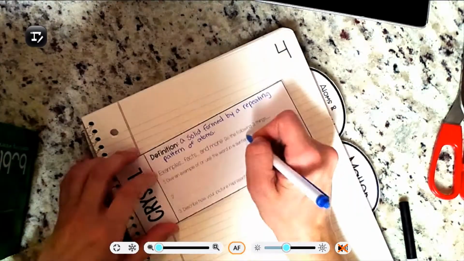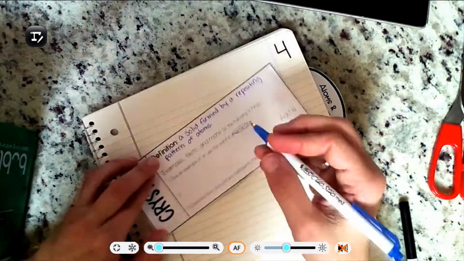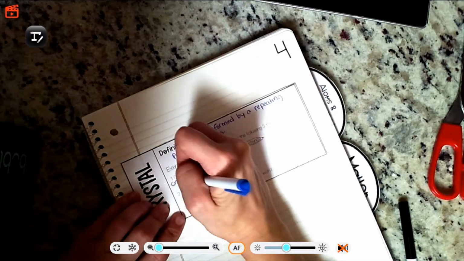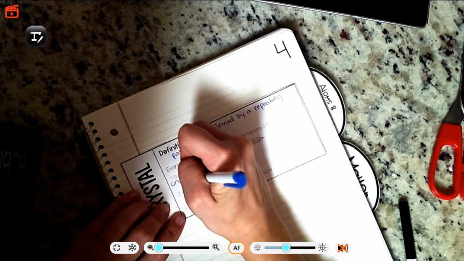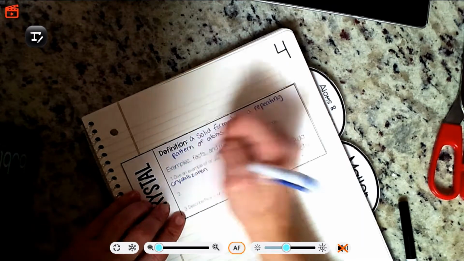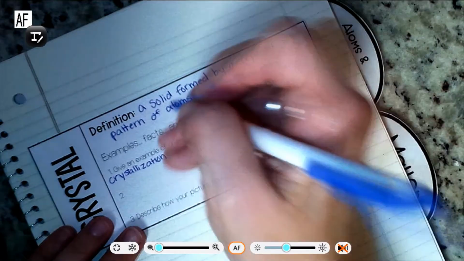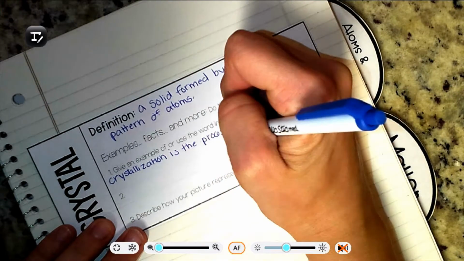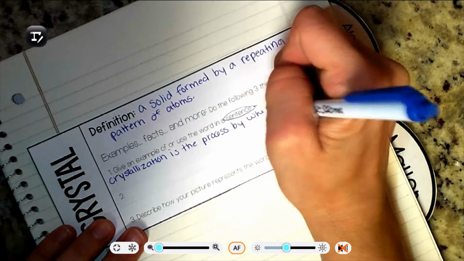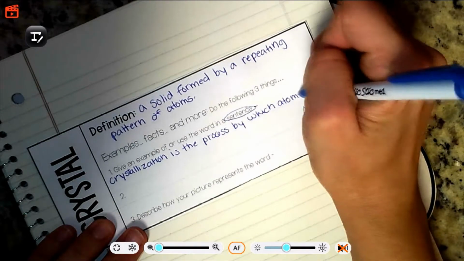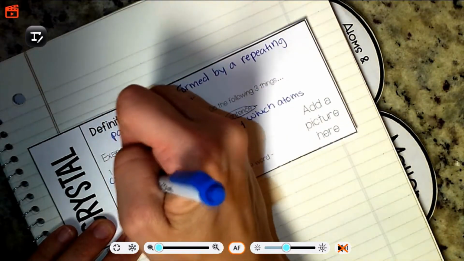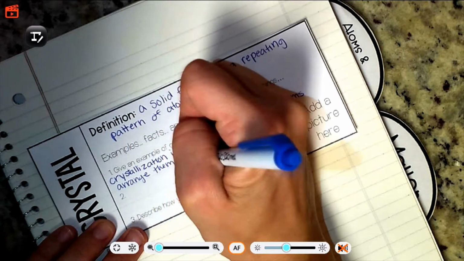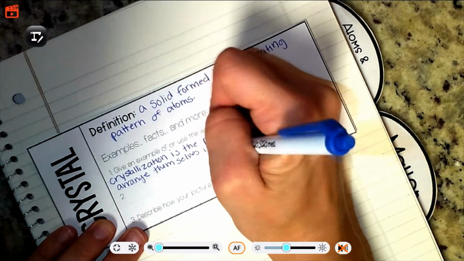So this time we're going to use it in a sentence. So this is a little bit of a longer sentence because I gave you a short definition. Crystallization. Should I zoom in? Okay, crystallization is the process by which atoms arrange themselves in a crystal.